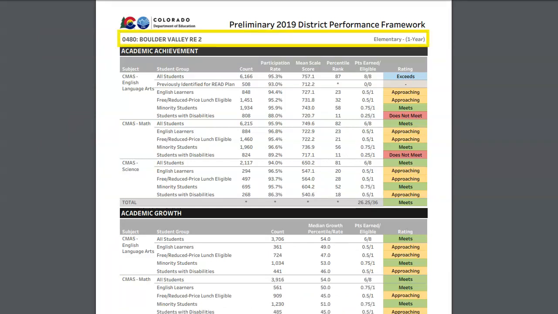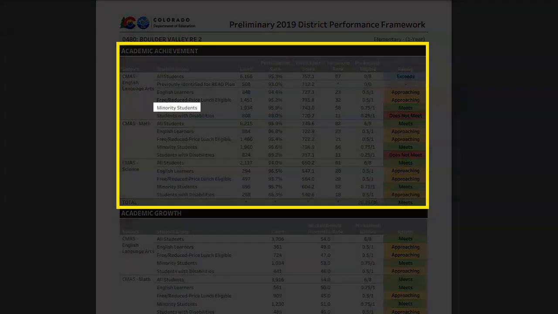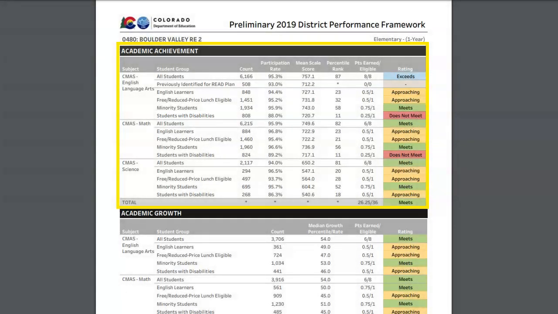Check the headers at the top of the page. Here we're looking at elementary. The next section of the report shows academic achievement data. Results are broken out by subject, first for all students and then for several subgroups, including English learners, which includes non-English proficient, limited English proficient, and fully English proficient students; minority students, which includes all non-white students; students with disabilities, which includes students with an individualized education plan or IEP, not 504 plans.